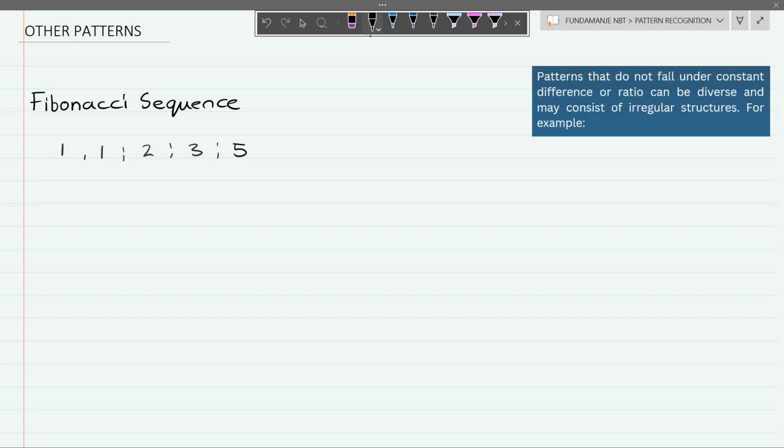So if you take the Fibonacci sequence and you subtract the consecutive terms, you find between the first two terms the difference is 0. Then the difference goes to 1, then the difference becomes 1 again, and then the difference is 2. So as you can see, there is no common difference even between the second differences themselves. Therefore, with a Fibonacci sequence, we need a different type of reasoning.